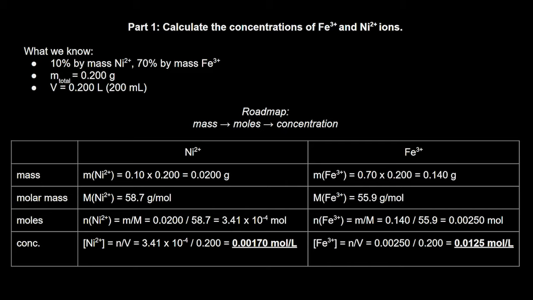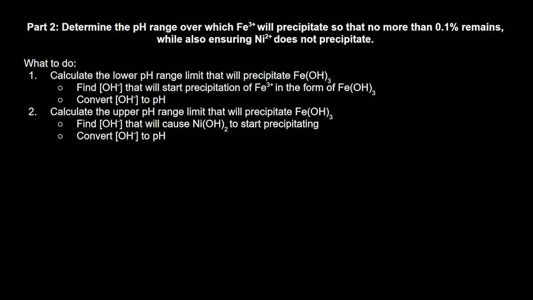And then we can calculate concentration using the formula C equals n over V, or moles divided by volume. And we ensure that we plug in the volume in liters, not in 200 milliliters as what was given in the question. So make sure you convert from milliliters to liters. So now we've got the concentrations of these two ions.